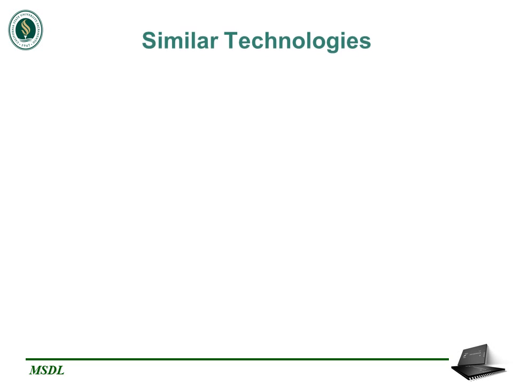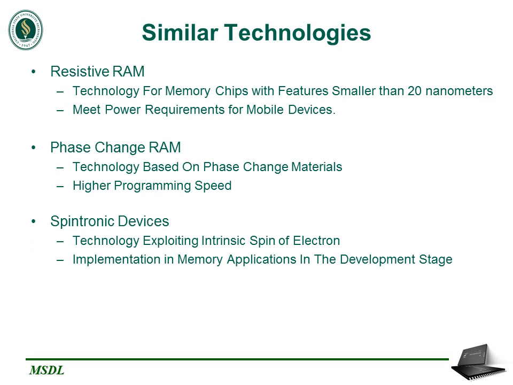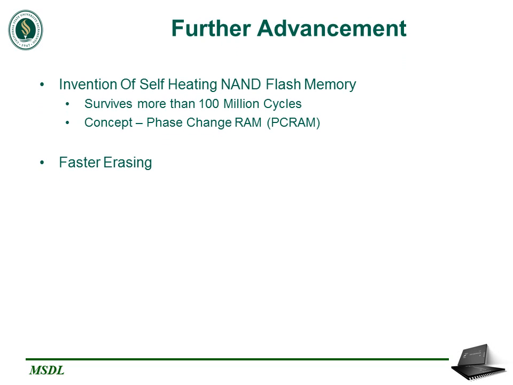There are further technologies which are similar, working in the same field, and they also believe they can work on the speed, increase the read-write cycles and work in stringent power conditions, like resistive RAM, PC RAM and spintronic devices. Those are the technologies still working to increase storage and improve flash memory. There is one more advancement which happened in the year 2012: increasing the flash memory's rewrite cycle. They believe that the self-healing NAND flash memory could perform more than 100 million rewrite cycles. So those are the further advancements.